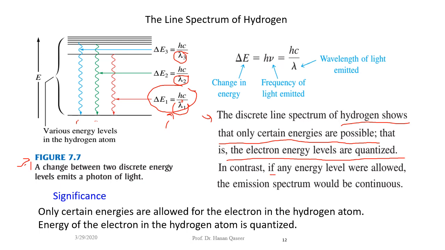In contrast, if all energy levels were allowed, the emission spectrum would be continuous. The significance of this is that only certain energies are allowed for the electron in the hydrogen atom.